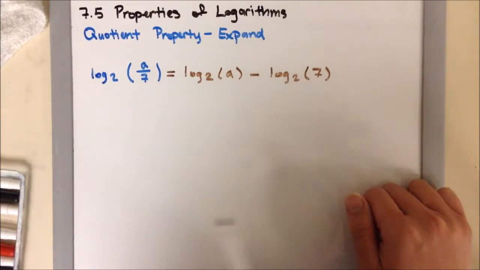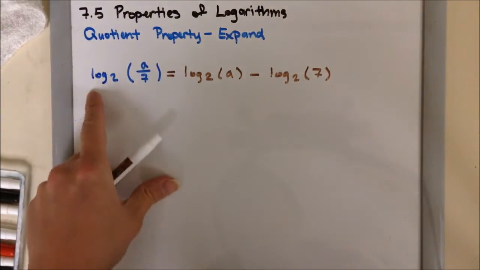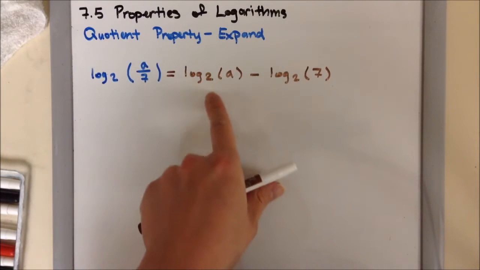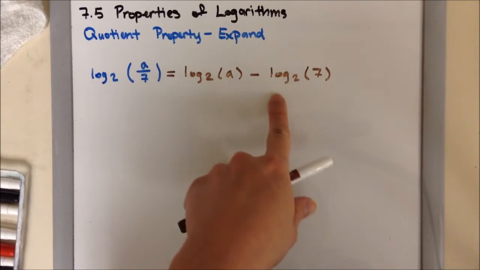So here is the expand form using the quotient property, log base 2 of a over 7. The expand form is log base 2 of a, and then minus log base 2 of 7.